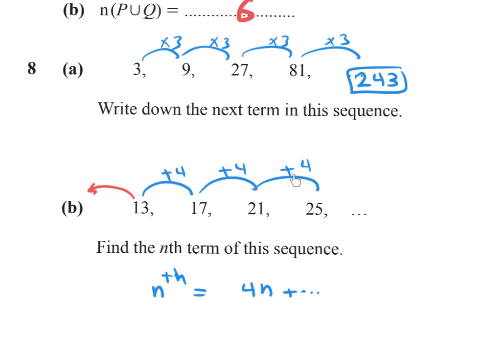When you go back, not add 4, subtract 4. Because look, from 25 to 21 minus 4, 21 to 17 minus 4, 17 to 13 minus 4. Now, 13 minus 4 is 9. Okay? So, 4n plus 9.